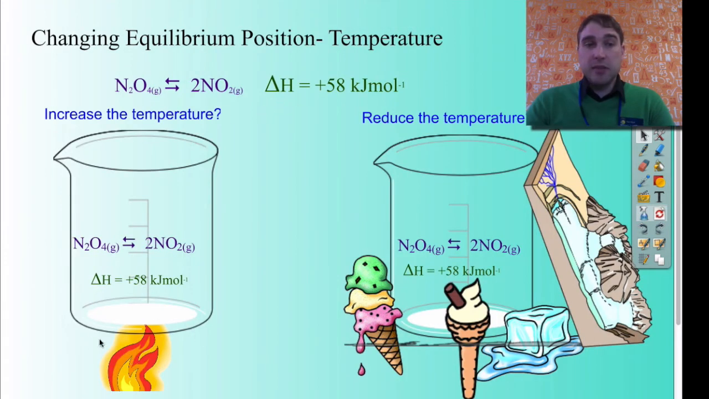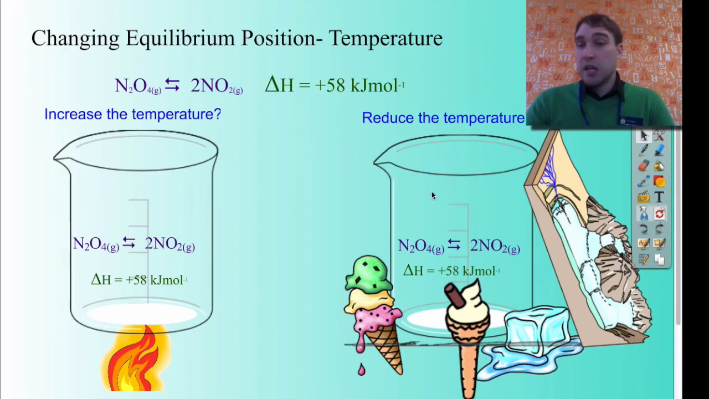Here on this side, I'm increasing the temperature of my mix. So which direction does the equilibrium position move? If I'm heating it up, it's going to favor the endothermic reaction. It's going to favor the absorption of heat energy. So the position of equilibrium is going to move in the endothermic direction, which is over to the right.